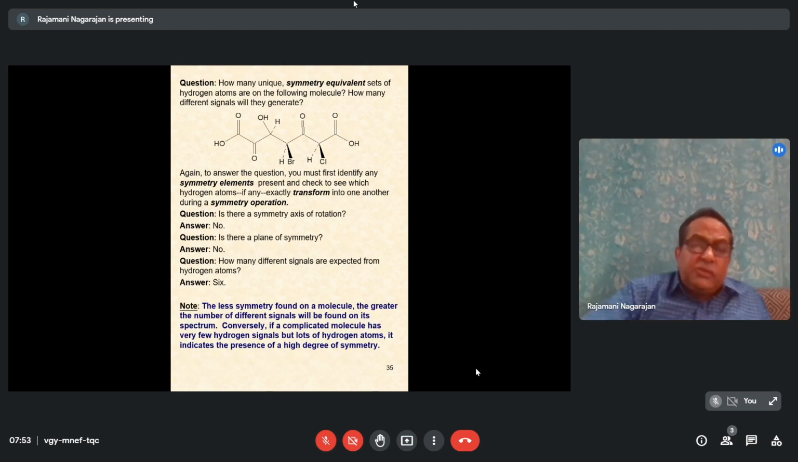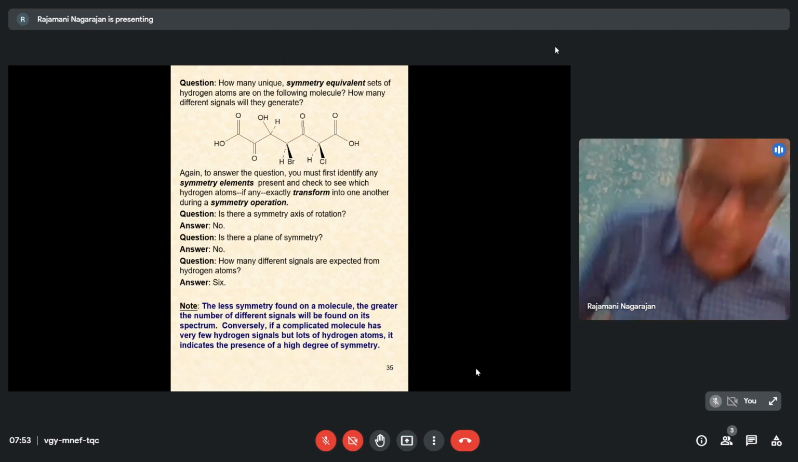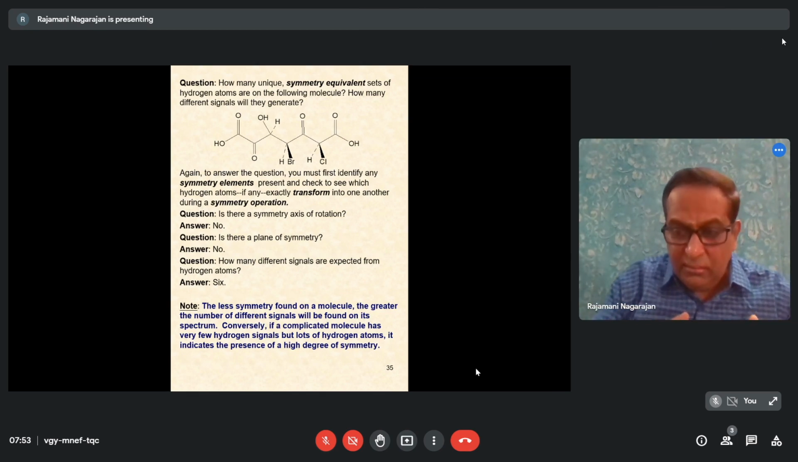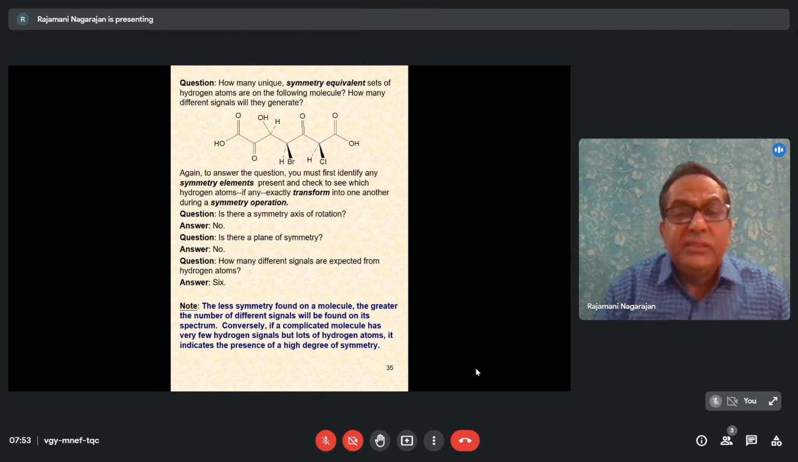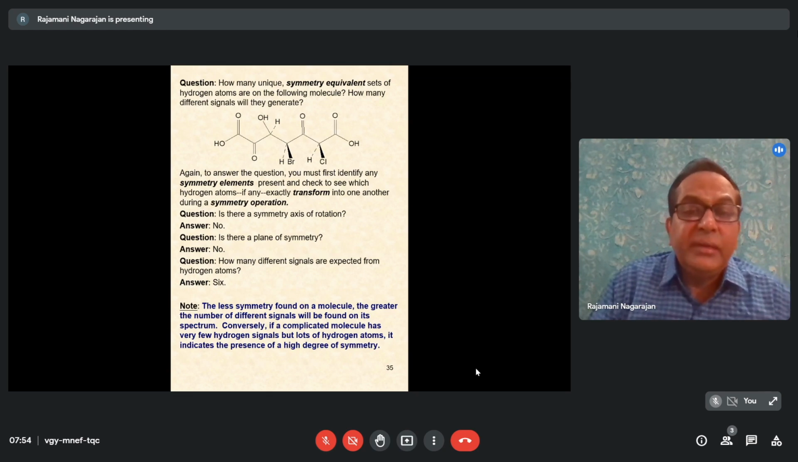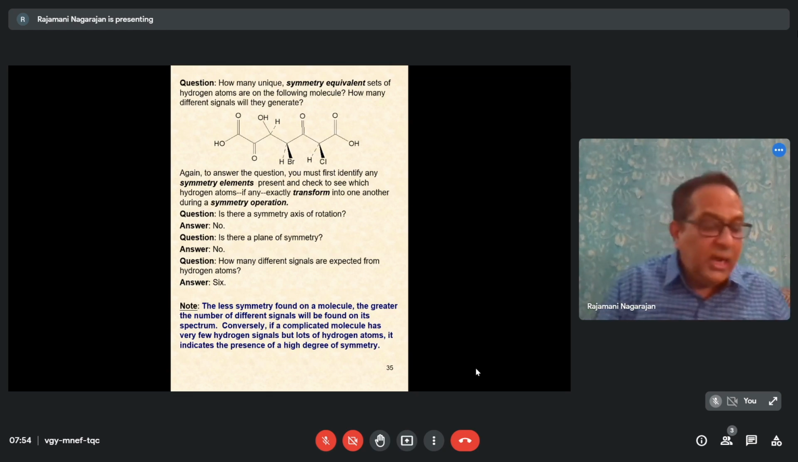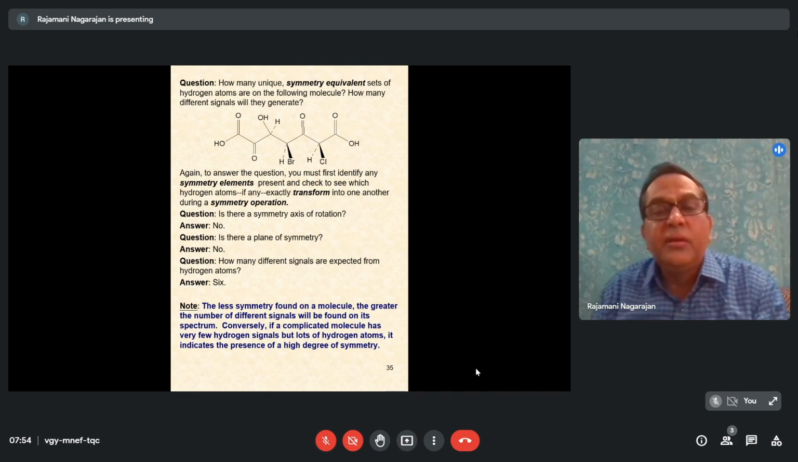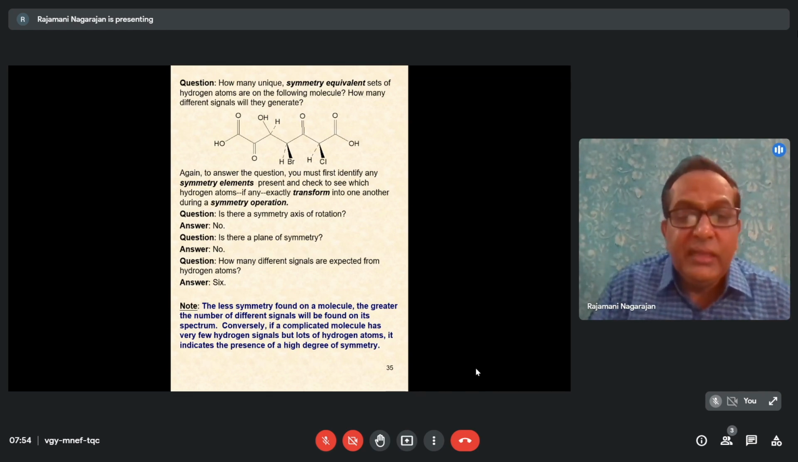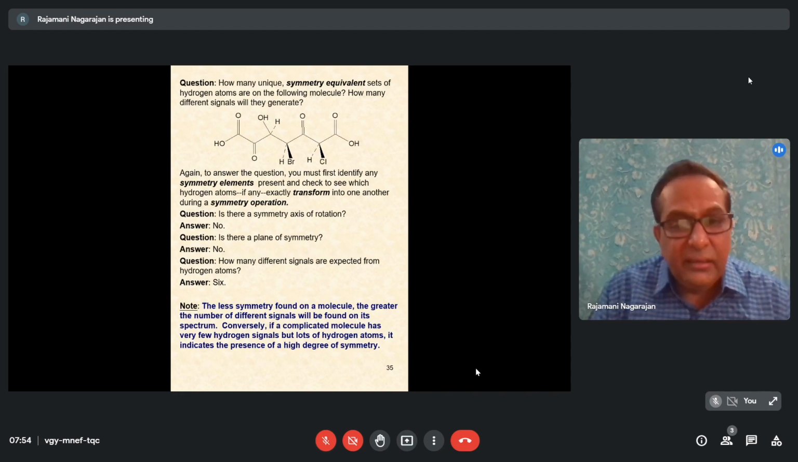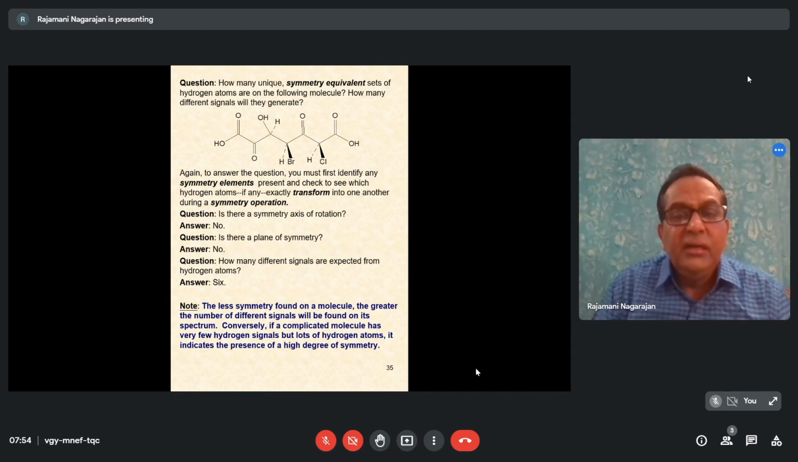So I am stopping my second segment with this note: the less symmetry found on a molecule, the greater the number of different signals that will be found on its spectrum. So the lesser the symmetry, the more signals. Higher the symmetry, fewer signals. So with this, I'm stopping my second segment. We will further discuss in the third segment.